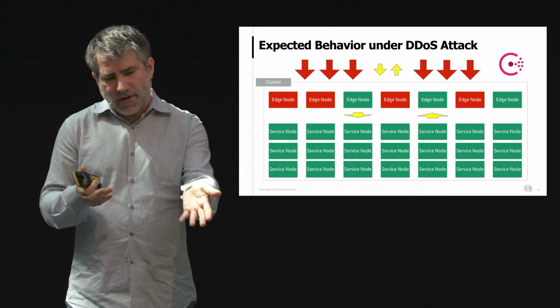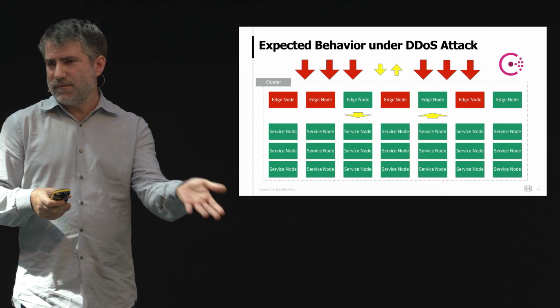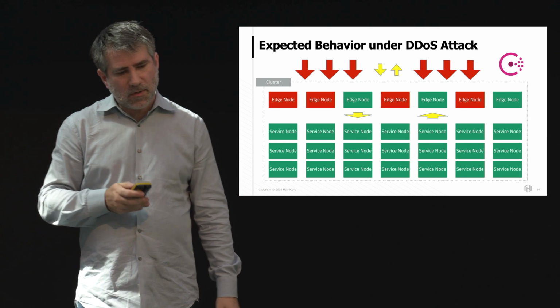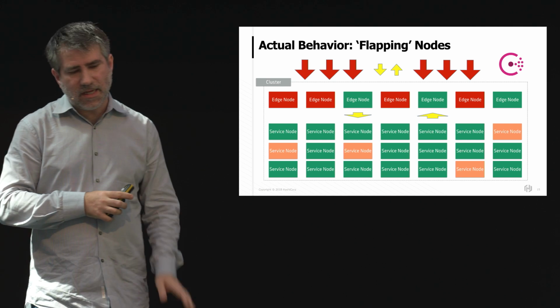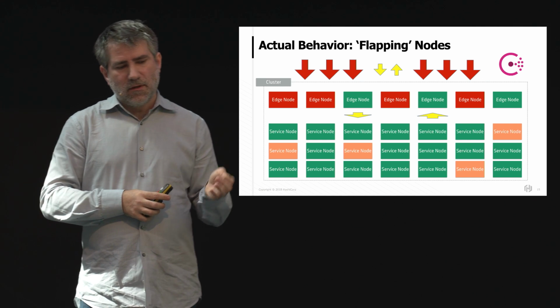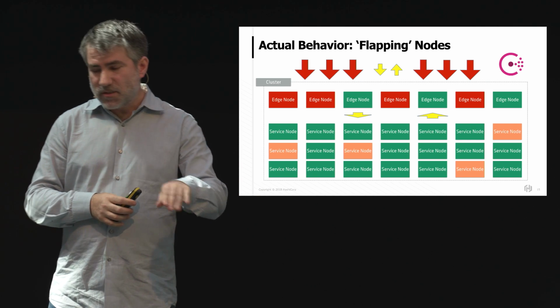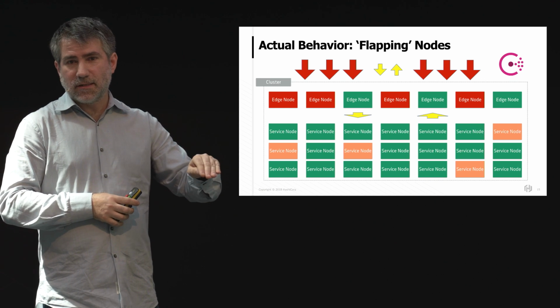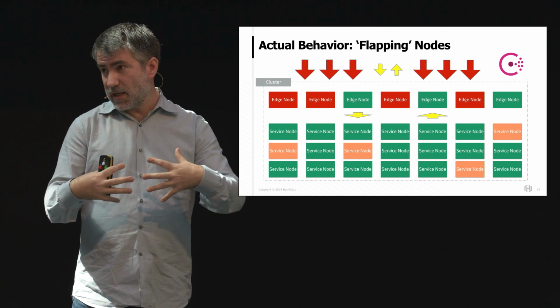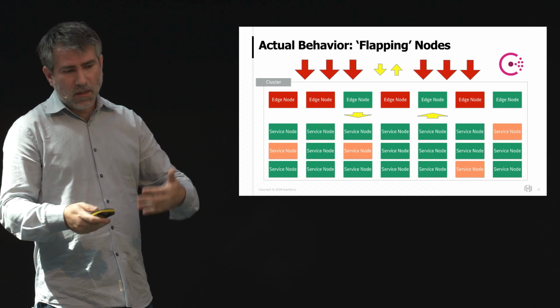So, OK, fair enough. We expect some of these nodes to fail. They're overloaded. But the peculiar behavior is that in addition to that, we see some flapping nodes. And these nodes are not actually directly under attack. These are nodes in the interior of the cluster that shouldn't be affected. So what do I mean by flapping?